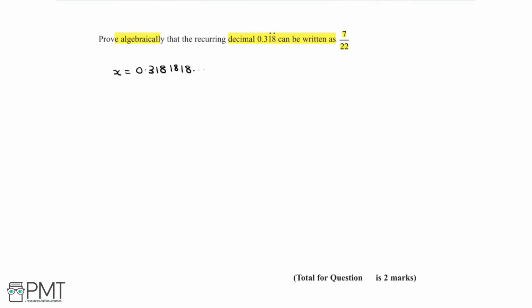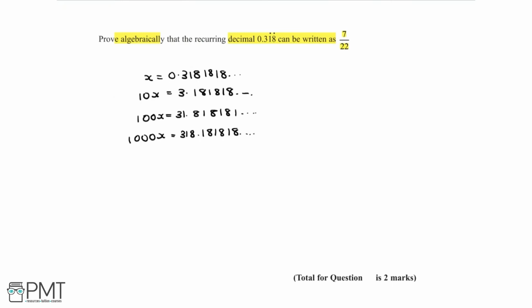Now what we're going to do is to say that 10x is equal to 3.181818..., 100x is equal to 31.818181..., and 1000x is equal to 318.181818... Now take a look at the values of 10x and 1000x.